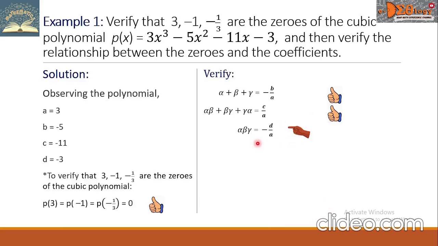Let's go to the third relationship. Let us substitute the values. We have 3 times negative 1 times negative 1/3. Is it equal to the negative of d over a? The values are negative of negative 3, that is the value of d over a, which is 3. On the left side, we can simplify this into positive 1. On the right side, we have the same value, which is positive 1. Then we're able to see that the third relationship is verified.